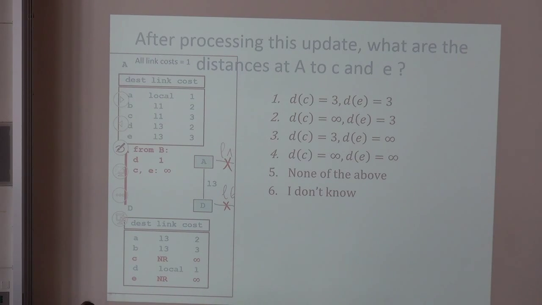As we will see now, for example, when A receives this message, what will be the new costs, the new distances that A will assign to little c and little e.